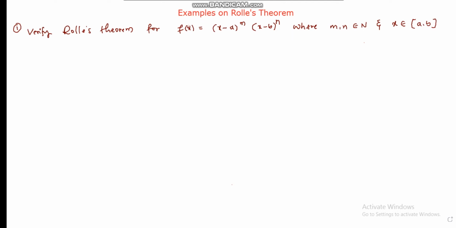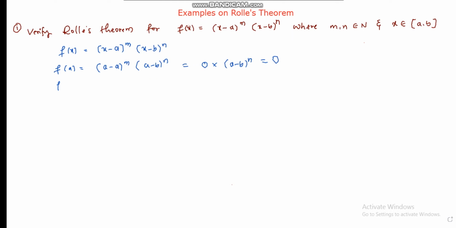So the first step is what they have given. f of x is equal to (x minus a) whole raised to m, (x minus b) whole raised to n. Now we substitute and find f of a first. f of a is equal to (a minus a) whole raised to m and (a minus b) whole raised to n. Now a minus a is 0, so 0 into anything is 0, so we get 0 only.